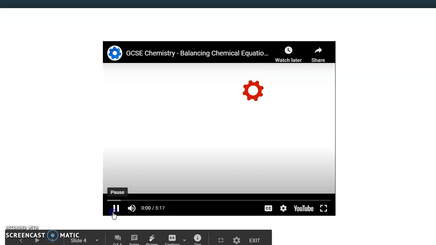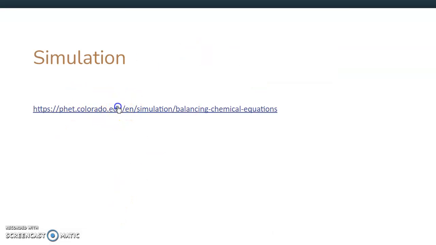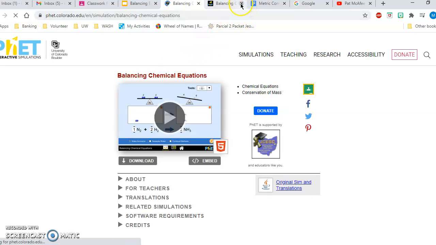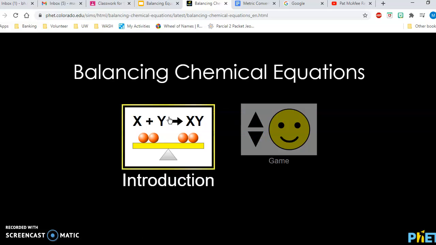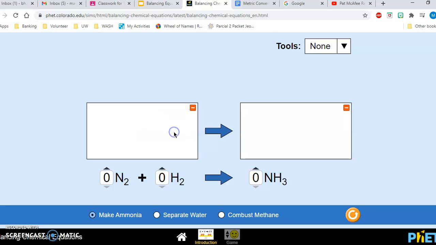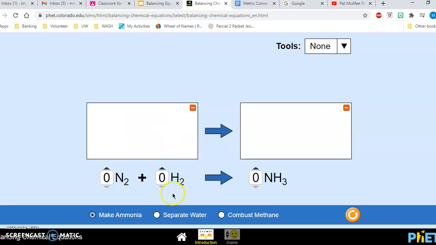What I'm going to work through with you today is this simulation. I'm going to have you play around with this on your own a little bit too. If you click on this link, it'll send you to this balancing equations simulation. Let me go back to home. We're going to start on introductory. If you start to get it figured out and want to play the game, I'll show you how that works too. So I like to use these two different tools.